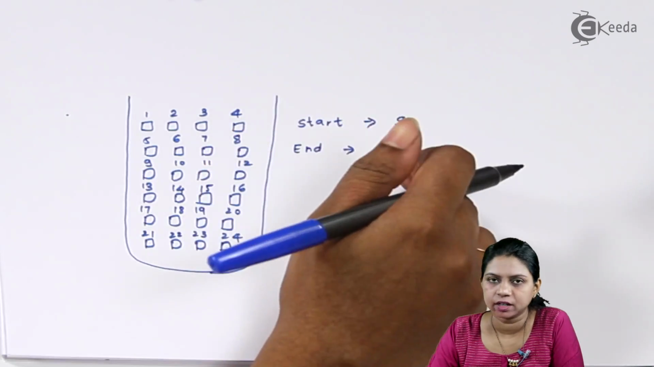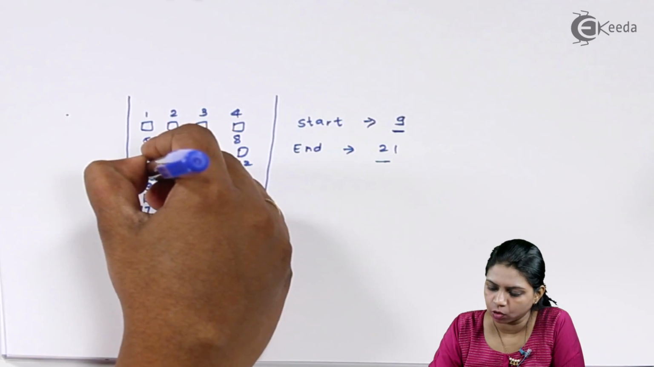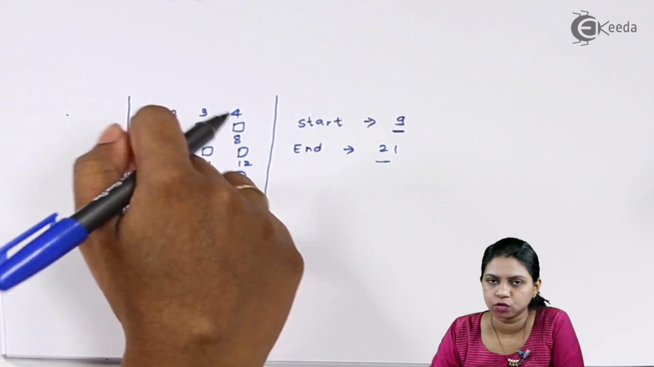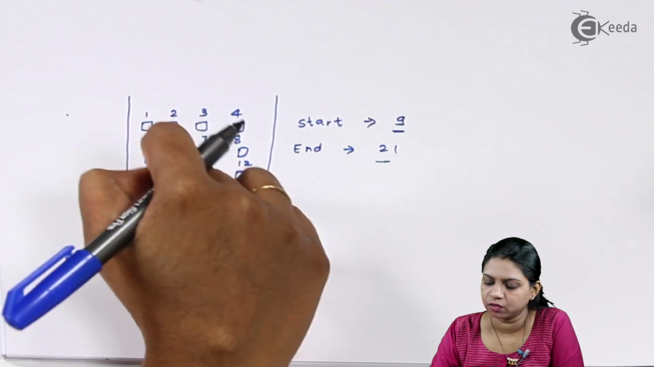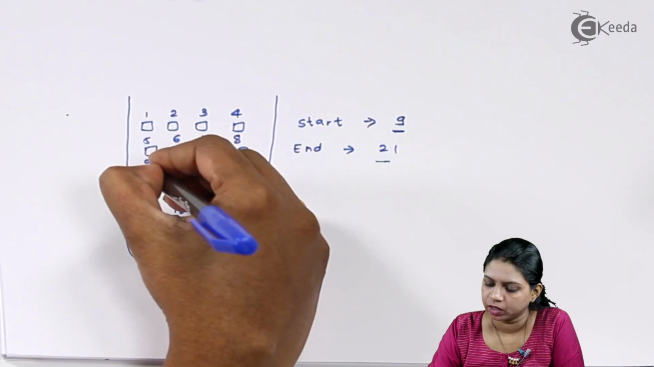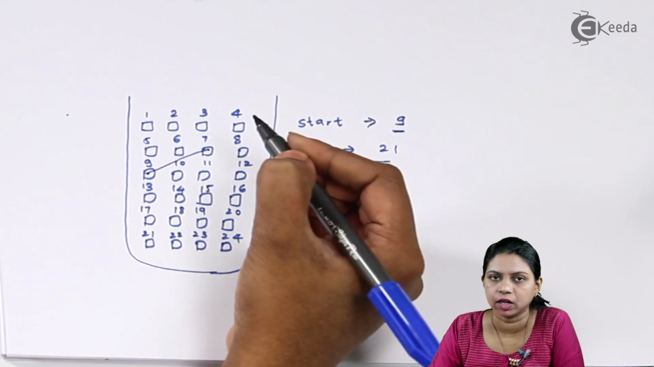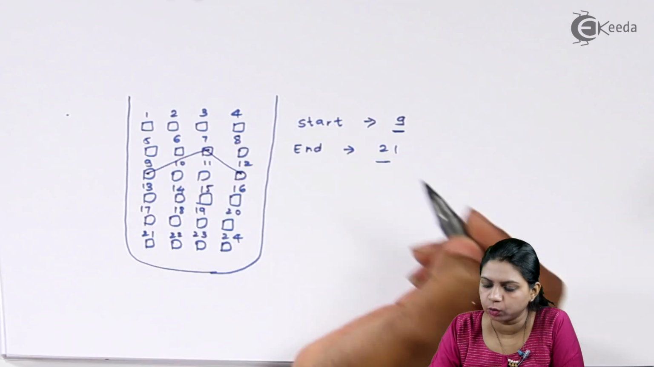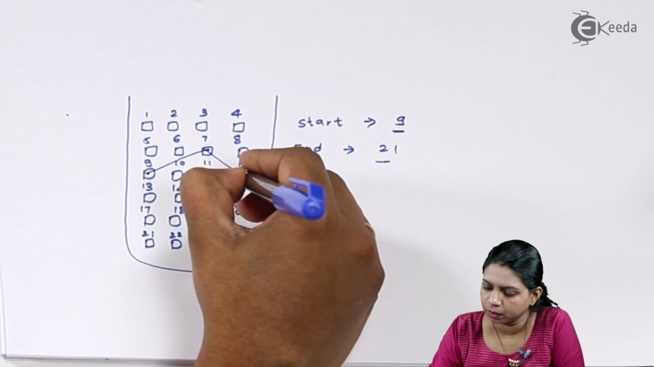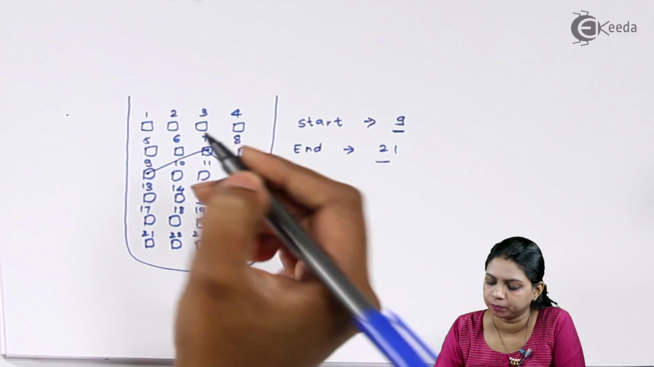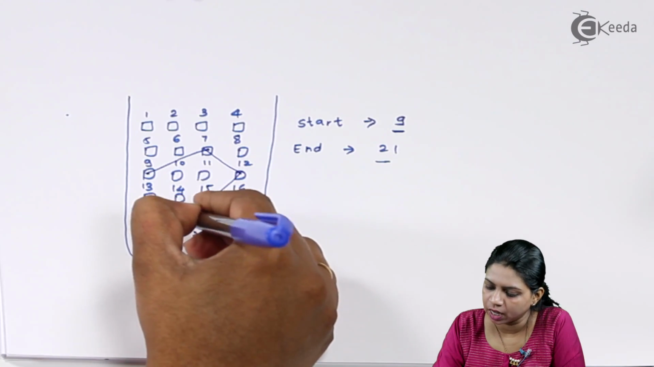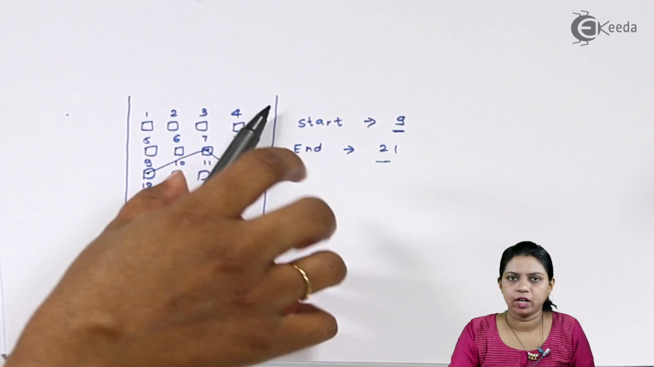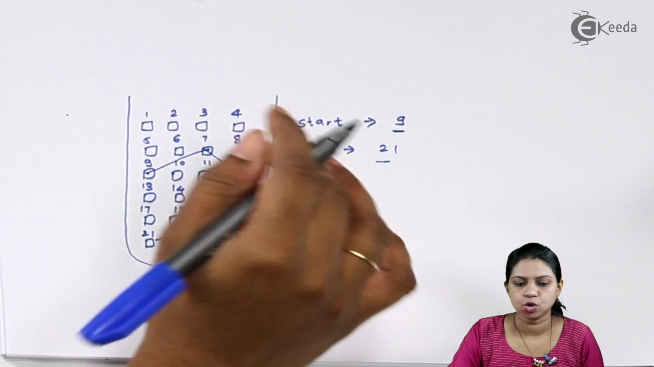Suppose the starting address is 9, then I have to start from block number 9. Then from block number 9, I will search for the next entry. Suppose the next entry is at block number 7, then I will directly link to block number 7. Suppose the next block is block number 12, then I will link to block number 12. If the next block is 15, I will link to block number 15. And if the last block is 21, then I will link to 21. So this is called link allocation, where your file is a linked list of disk blocks.